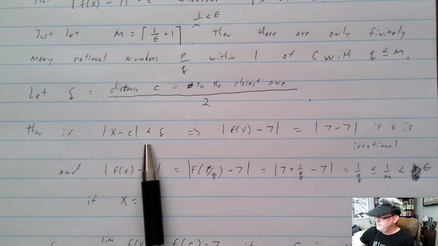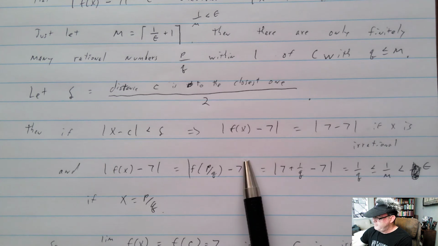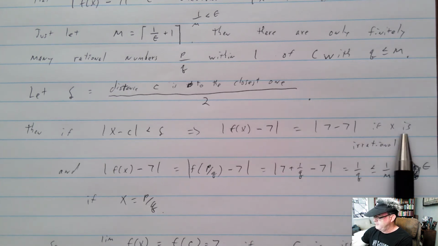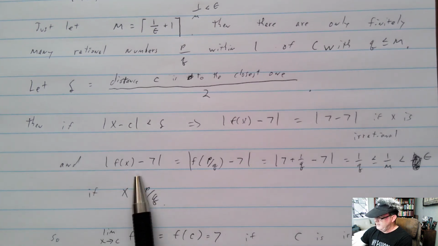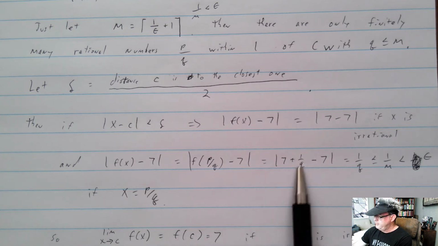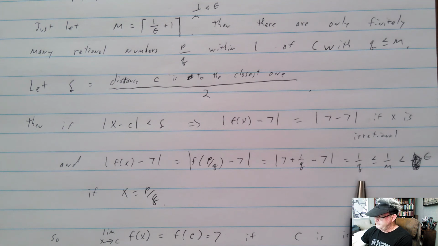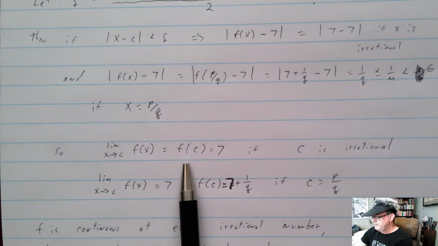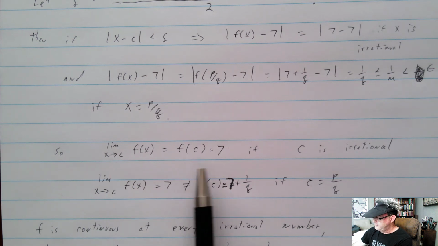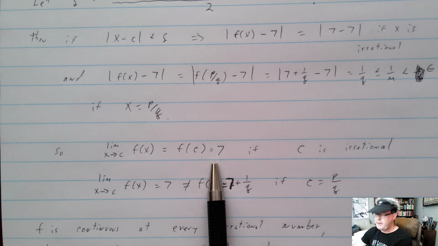So if |x minus c| is less than this delta, I'll have f of x minus 7 will be 7 minus 7 if x is irrational. And if x is not irrational, then f of x minus 7 will be 7 plus 1 over q minus 7, or 1 over q. But 1 over q is going to be less than or equal to 1 over m, because I'm only looking at fractions whose denominator is less than or equal to m. And 1 over m will be less than epsilon. So the limit as x goes to c of f of x is 7 for every value of c.